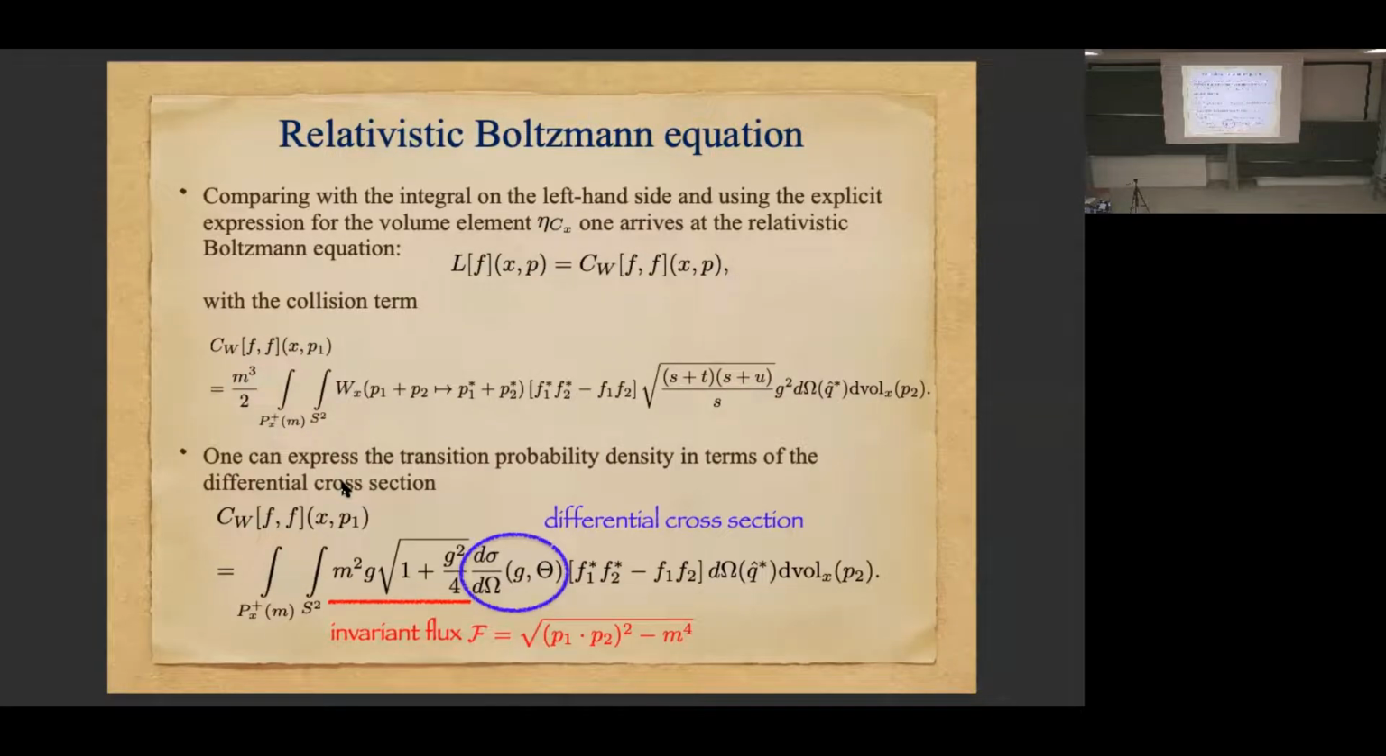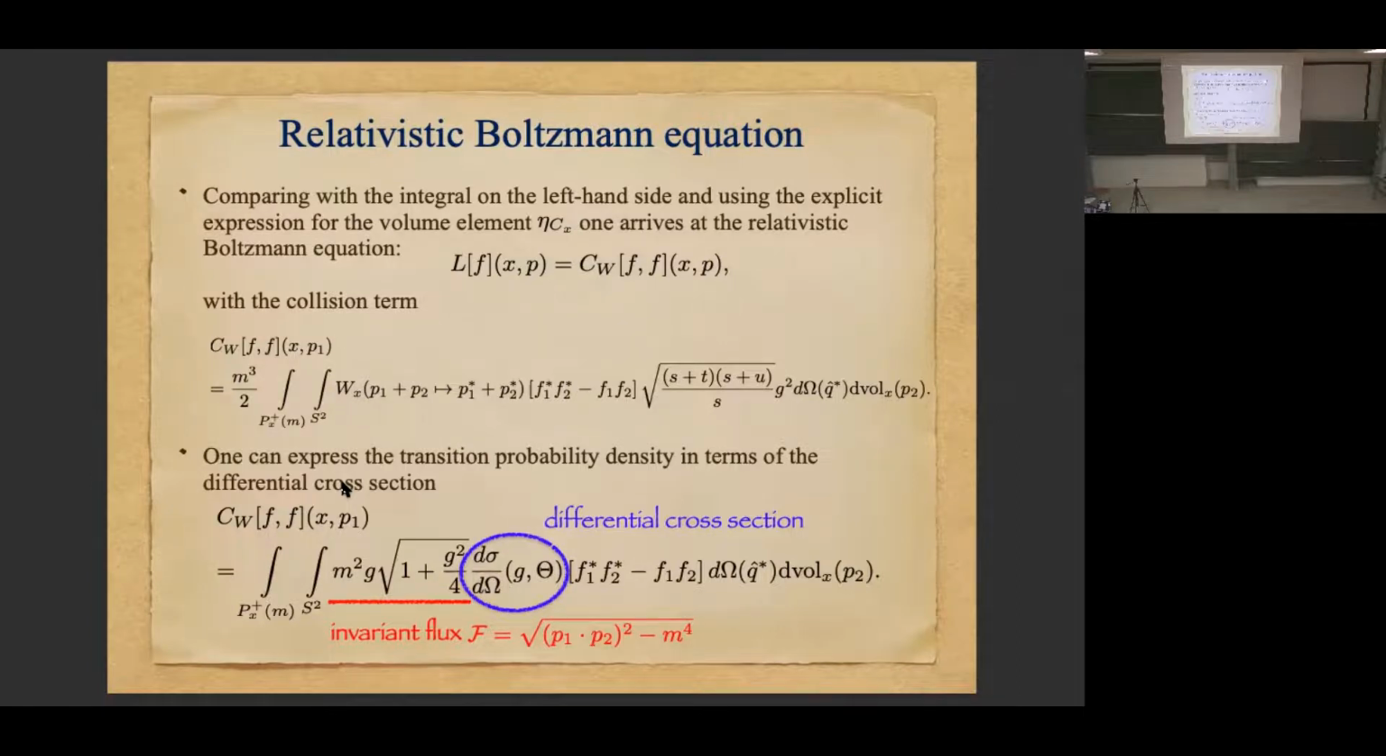You can rewrite the collision term, which we also try to explain in the article, in terms of the differential cross section. So instead of having this transition probability, you can put it in this way here. Here you still have the same thing. This factor is now absorbed in the definition of the differential cross section. And then you have this factor here, which is called the invariant flux. This you can rewrite in a very nice way: it's just the square root of the product of the incoming momenta squared minus m to the 4th.